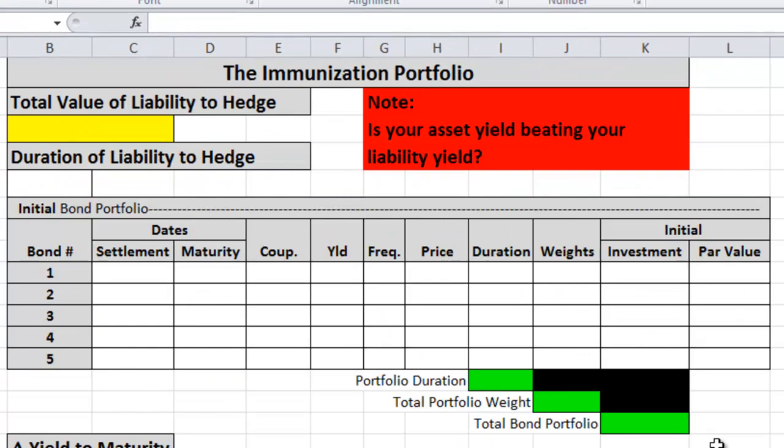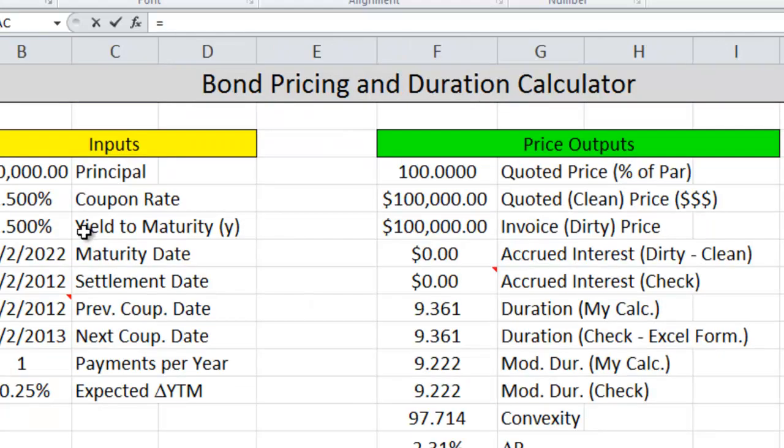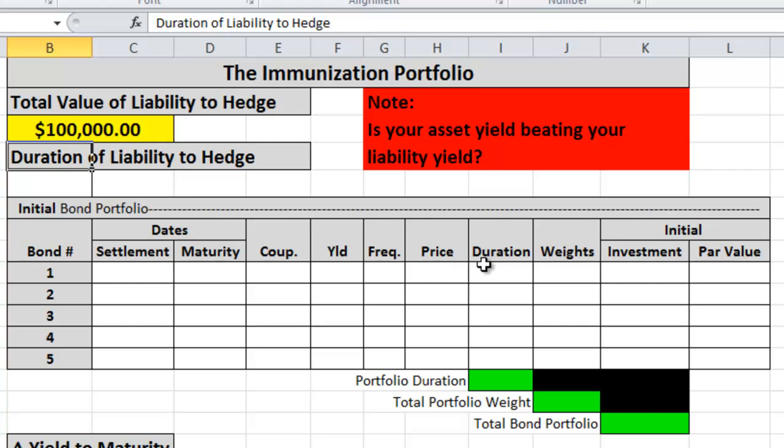So I'm going to shift you over to this spreadsheet. Okay, so the total value of the liability that we want to hedge is just this original value of the liability, the $100,000 that we started out with. The duration of the liability, we can also just link up right here.